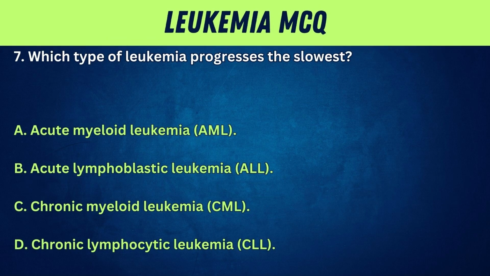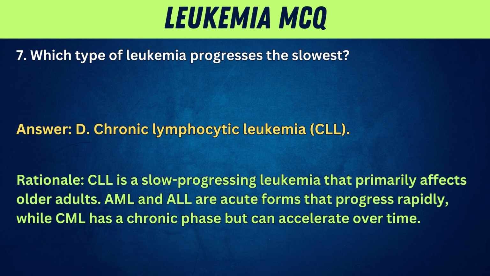7. Which type of leukemia progresses the slowest? A. Acute myeloid leukemia, AML. B. Acute lymphoblastic leukemia, ALL. C. Chronic myeloid leukemia, CML. D. Chronic lymphocytic leukemia, CLL. Answer: D. Chronic lymphocytic leukemia, CLL.